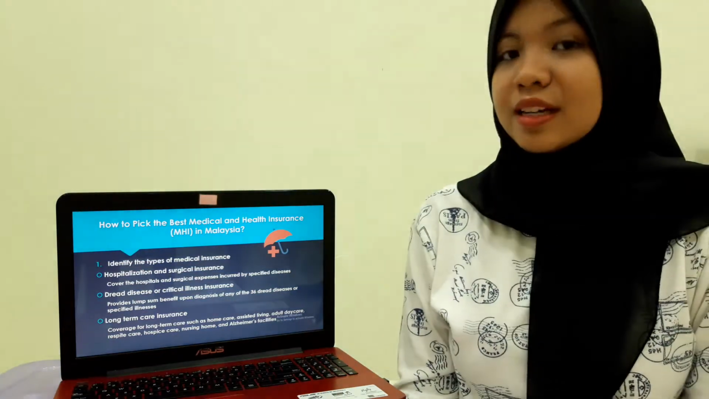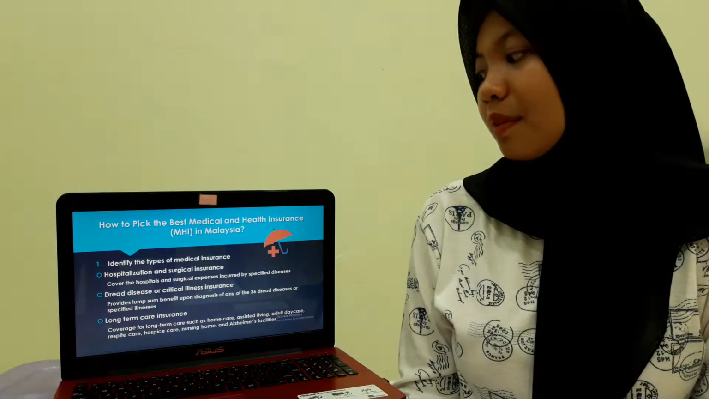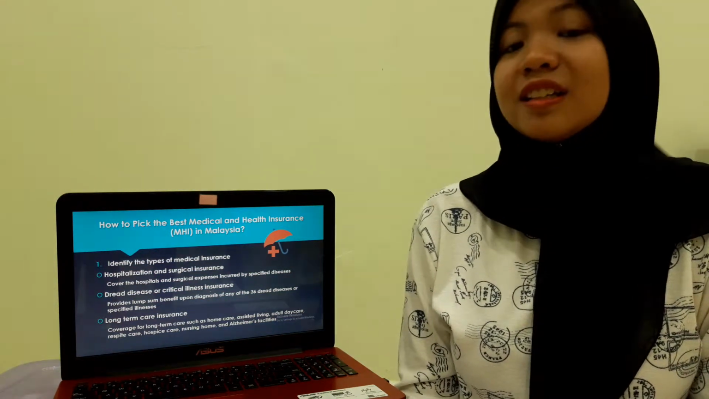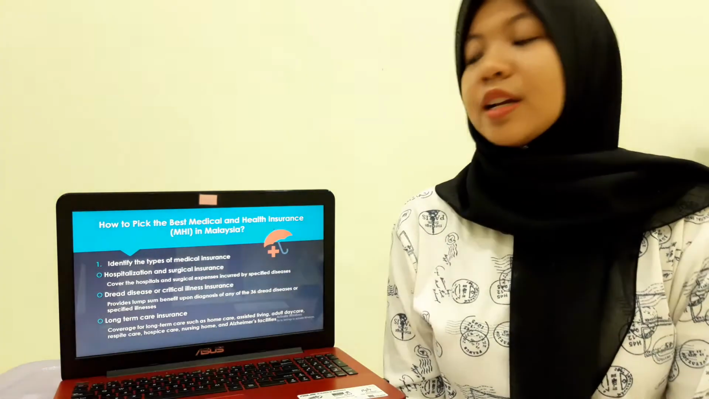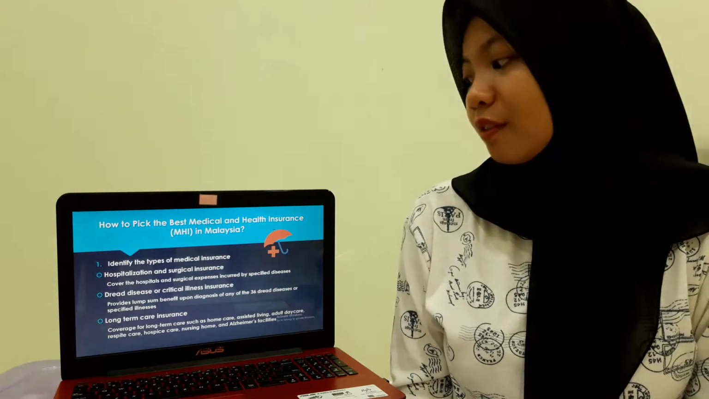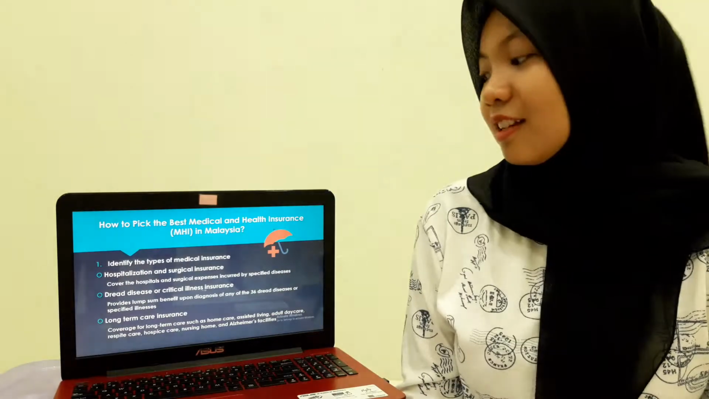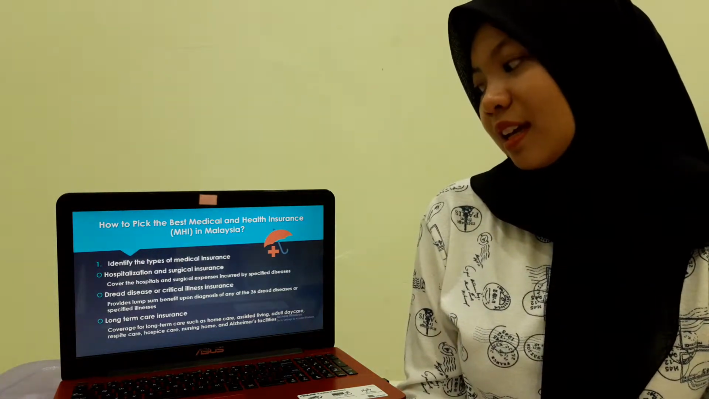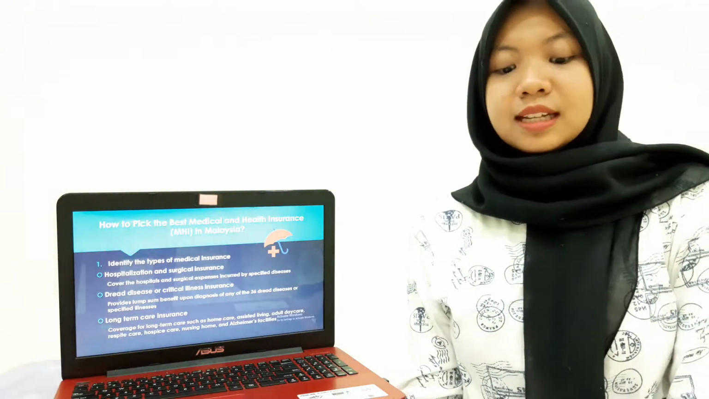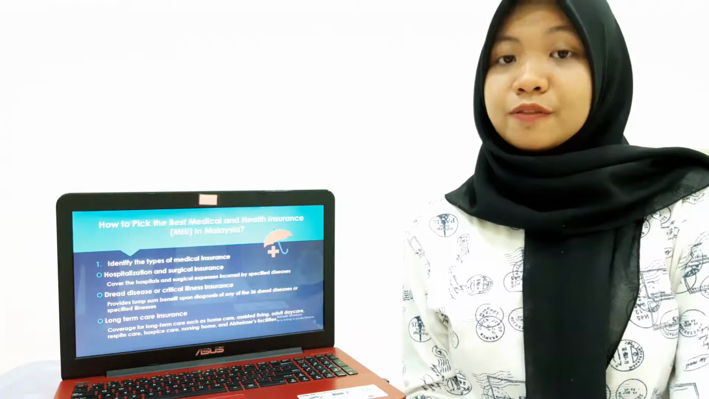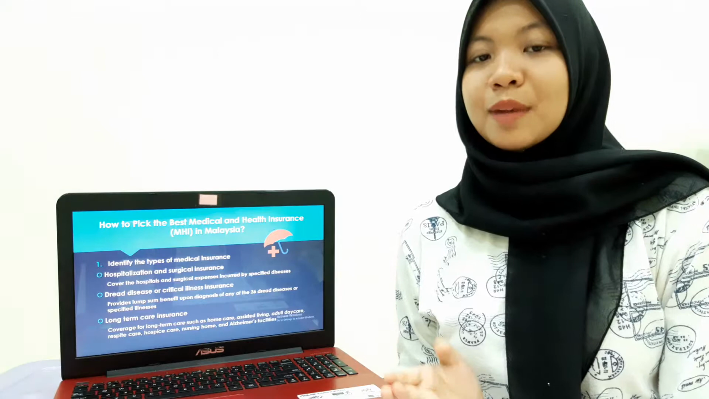The second one is dread disease or critical illness insurance. It provides a lump sum benefit upon diagnosis of any of the 36 dread illnesses or diseases. The third one is long-term care insurance. Coverage for long-term care such as home care, assisted living, adult day care, respite care, hospice care, nursing home, and Alzheimer's facilities. So basically, if you want to look for the best coverage, it is better to have all these three types of medical insurance.